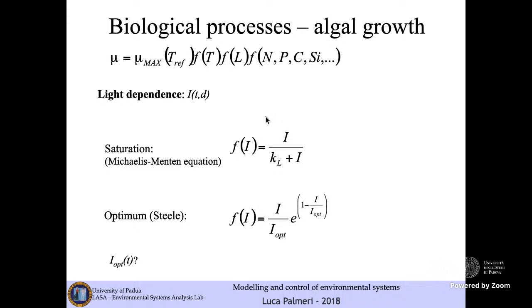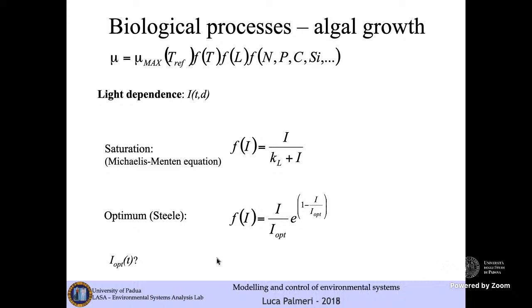We have another formulation that is a little bit more sophisticated, that is the optimum or Steele formulation. We are still talking about light limitation, so we are describing the function FL. In the case of the optimum or Steele formulation, the limiting function FL, that is a function of the intensity of radiation arriving onto my ecosystem, is equal to the ratio between the actual radiation and the optimal radiation intensity, multiplied by an exponential factor. Again, that is a function of this same ratio of actual intensity of radiation normalized by the optimal value of intensity.